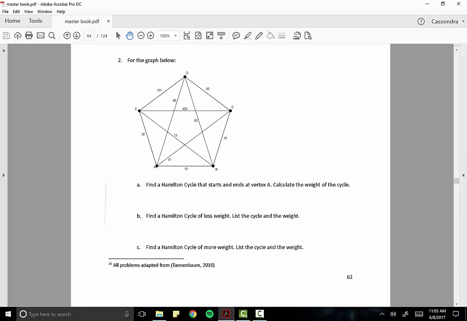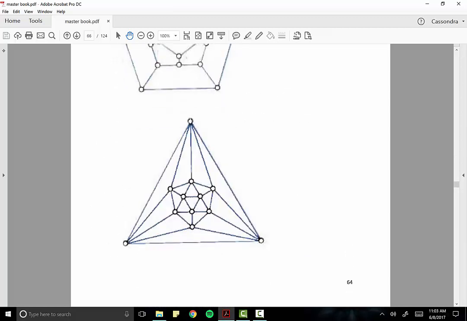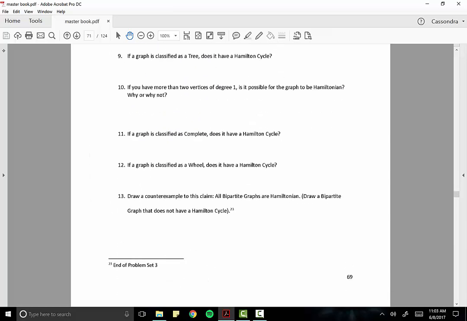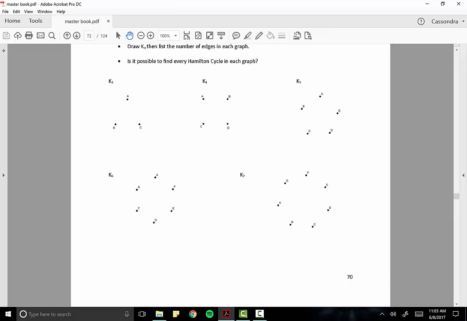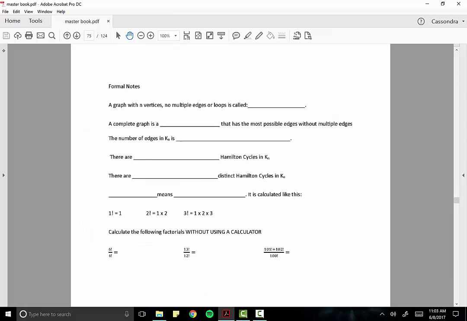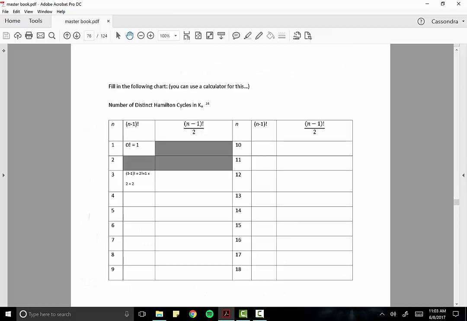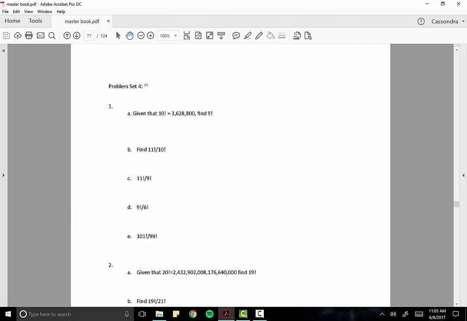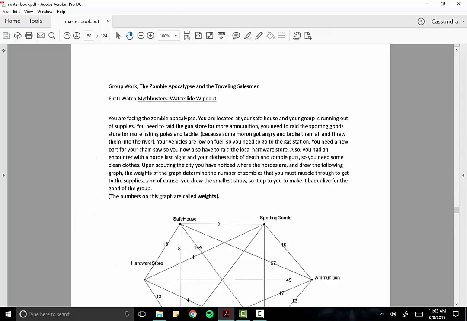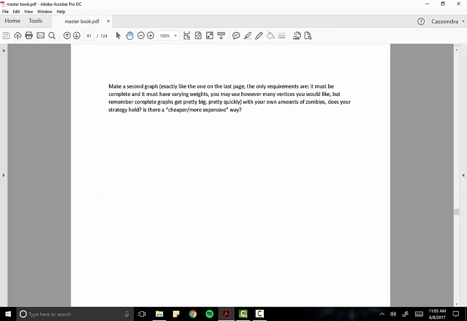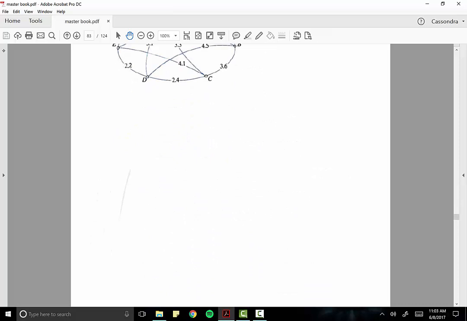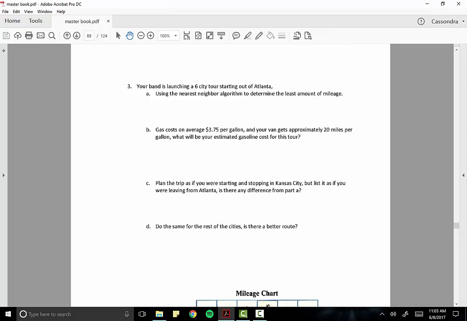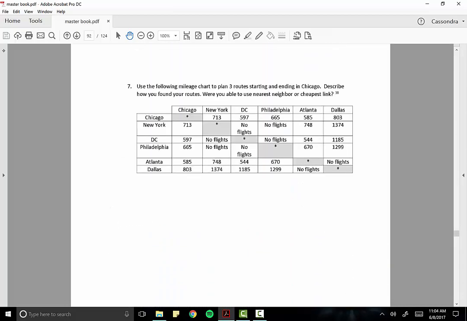And then we have a problem set 3. It's brief. Problem set 1 was the longest and the hardest one. And then we have more formal notes, group work, more formal notes, group work, but also formal notes. Problem set 4 in group work, nearest neighbor, cheapest link. Problem set 5. And I think that's it.